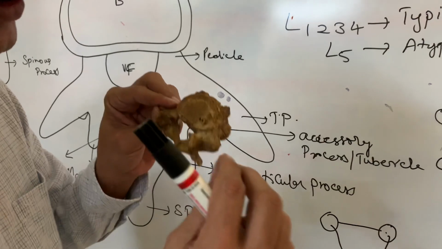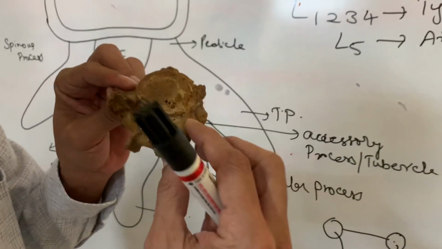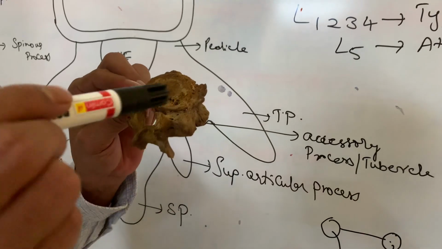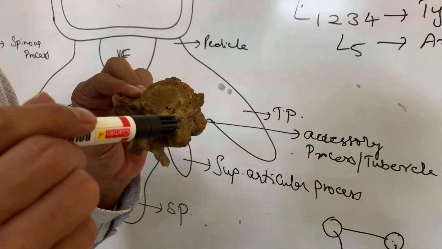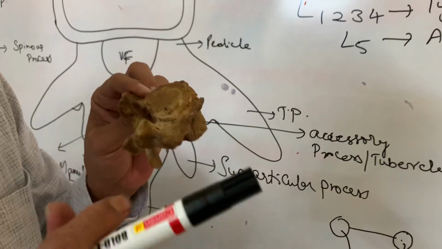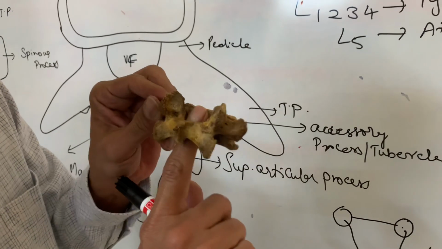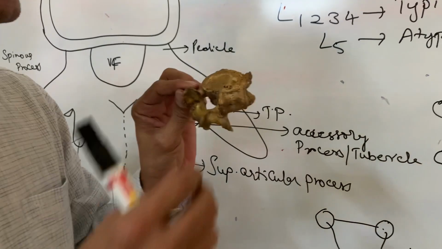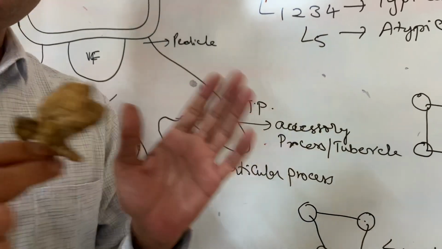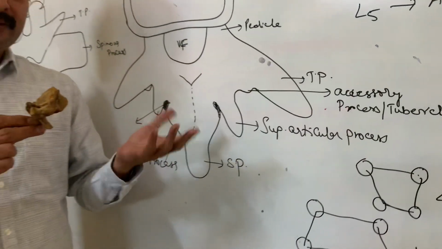Number 2, the transverse process is short and thick. Number 3, the transverse process seems to be encroaching onto the pedicle. And number 4, the anterior surface of the body is deeper than the posterior surface of the body. So this confirms the lumbar vertebra in description.